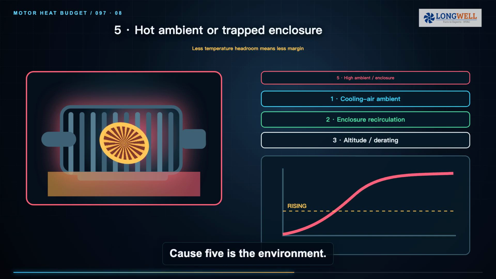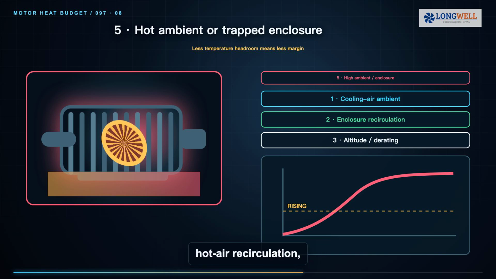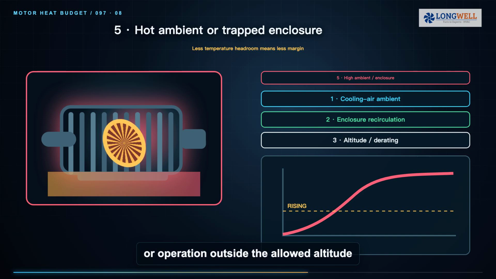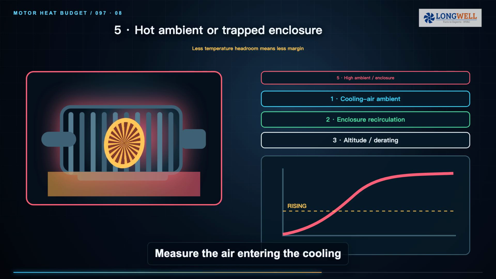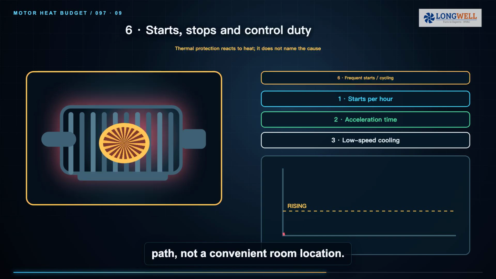Cause 5 is the environment. High cooling air temperature, poor enclosure ventilation, hot air recirculation, or operation outside the allowed altitude and ambient envelope consumes thermal margin. Measure the air entering the cooling path, not a convenient room location.